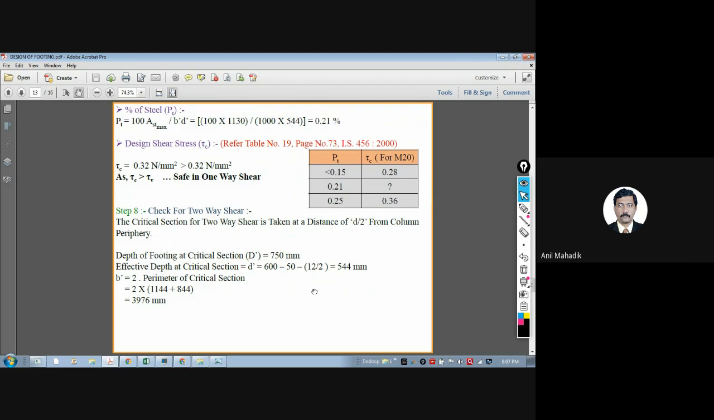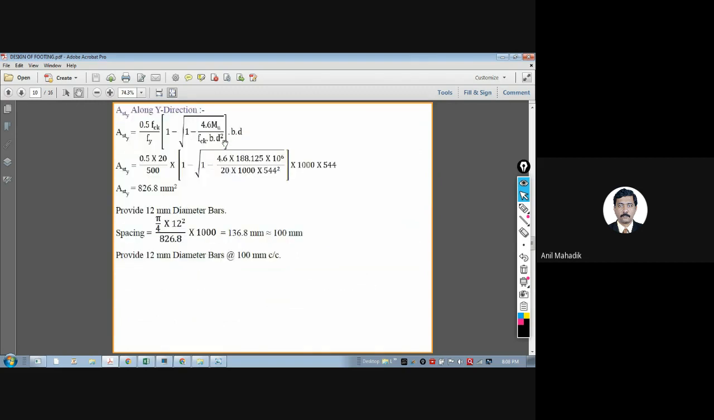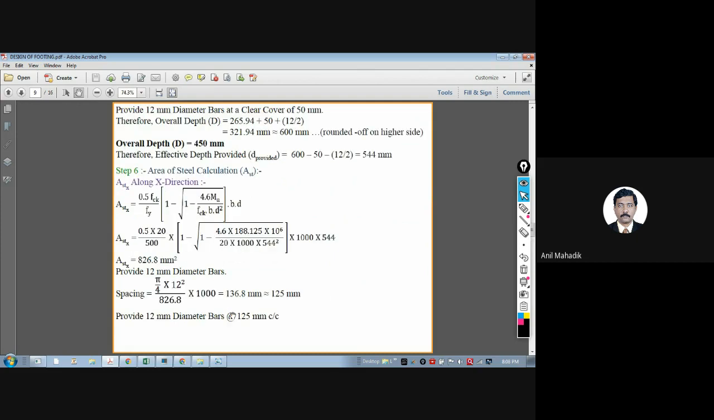Now we will calculate the permissible shear stress as per the code. In the code, the permissible shear stresses are given in Table 19, IS 456. Permissible shear stress depends on the percentage steel provided. So what is the percentage steel we have provided in the footing? 100 into Ast upon bd, which is 0.21%. Ast provided, what was ours? It should be 1130. We have 12 mm at 125.